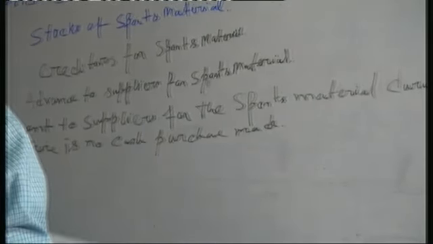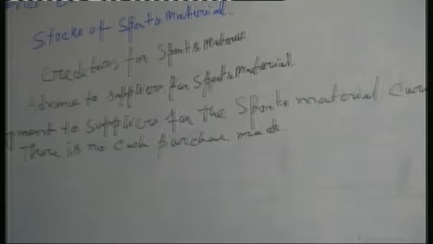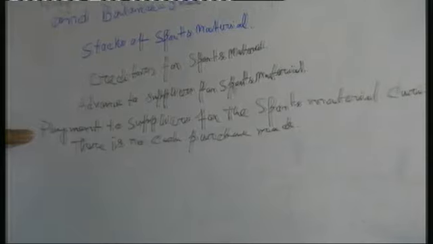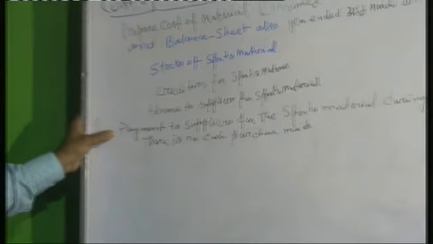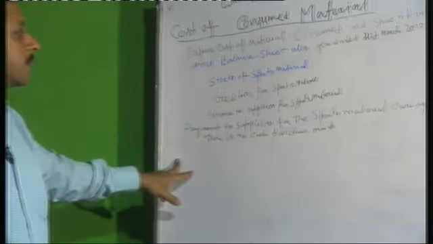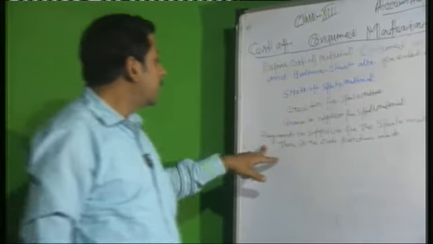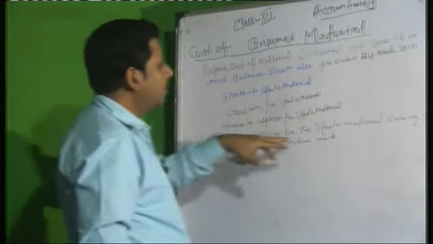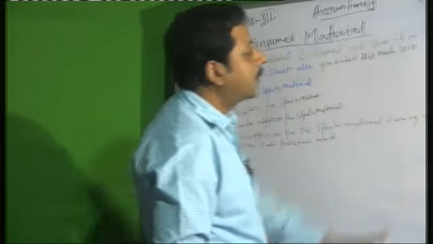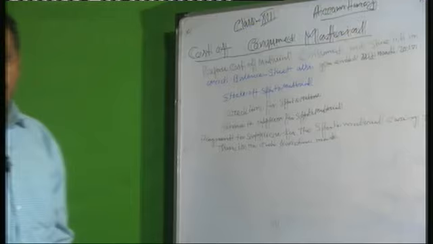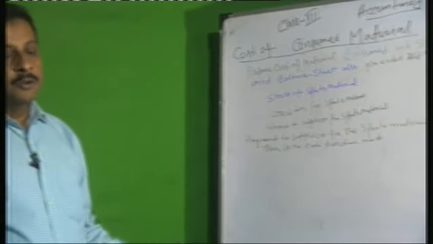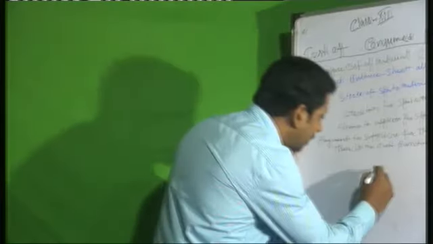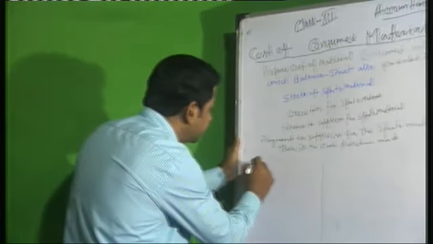Okay. There is no purchase amount stated. What is the purchase amount? Not stated in this problem. This says payment to suppliers, that means creditors. Payment to supplier for the raw material during the year 1,20,000. So we are sure we have to open both accounts, the stock account and the creditors account. So just open the stock account first.